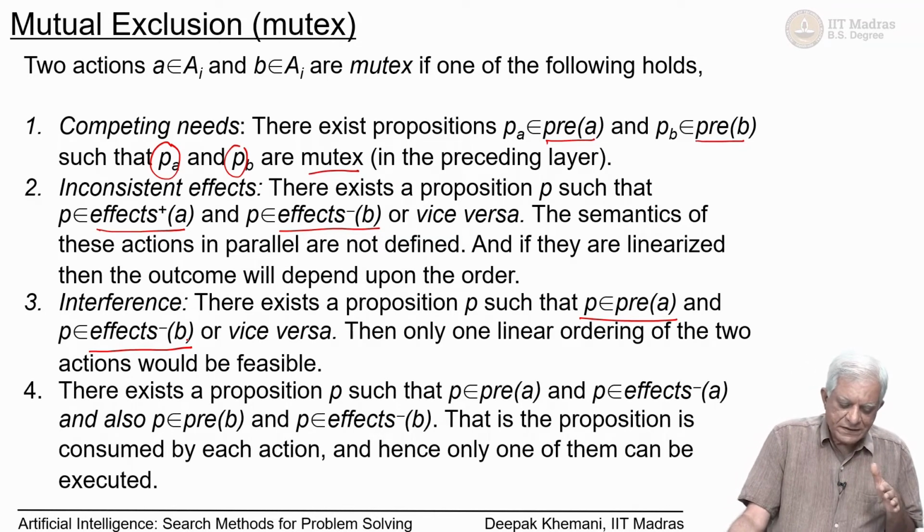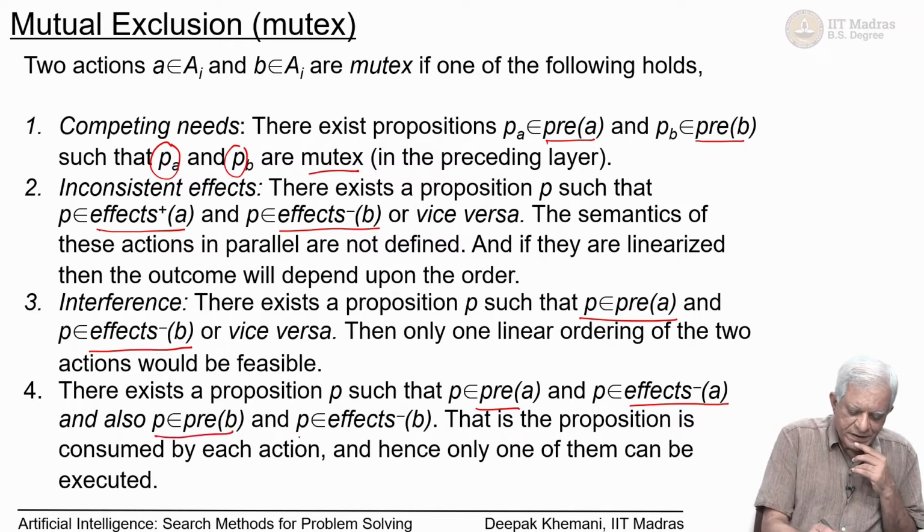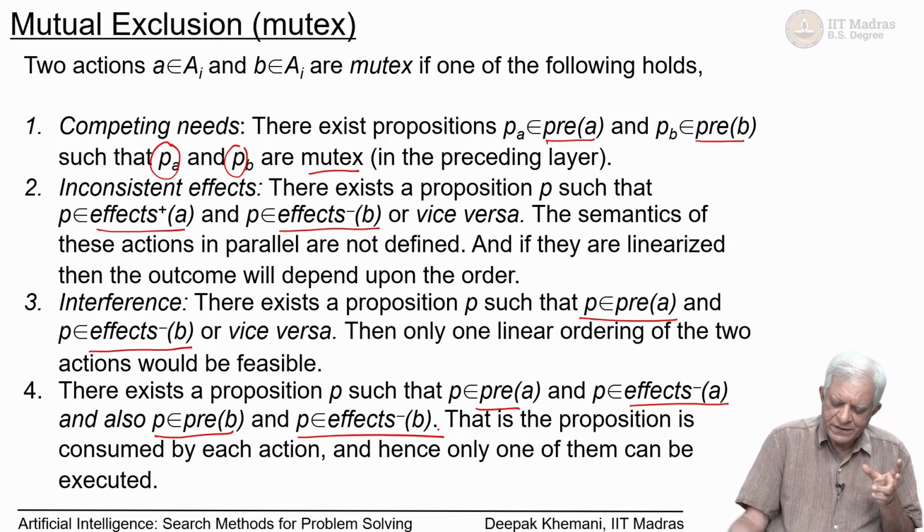And also the last condition is that there exists a proposition P such that it is a precondition of A and it is a negative effect of A, and it is also a precondition of B and it is also a negative effect of B. So, basically both of them are going to consume the proposition P and delete it. So, both cannot do it at the same time.